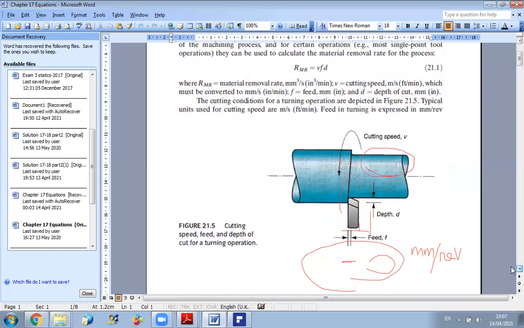Now, always pay attention to units. If you want to express your removal rate in millimeter cubed per second, make sure to have your velocity in millimeter per second. Your feed, we will take the value in millimeter just per revolution. This is why we put just millimeter, because we consider one revolution, and we have the depth of the cut. In this way we get the removal rate in millimeter cubed per second.